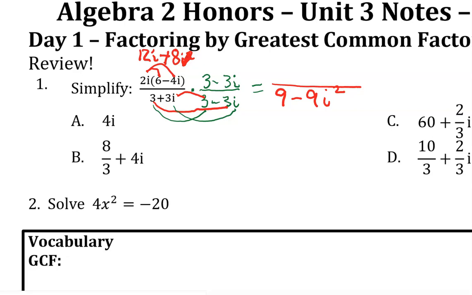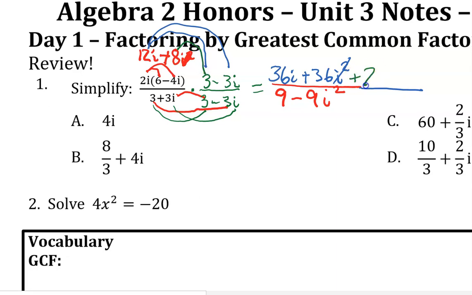So now I'm going to do my distribution. 12i times 3 is 36i. 12i times negative 3i is negative 36i squared, which i squared is negative 1, so that becomes plus 36. And then I have my second portion. 8 times 3 is 24, and then 8 times negative 3i is minus 24i.